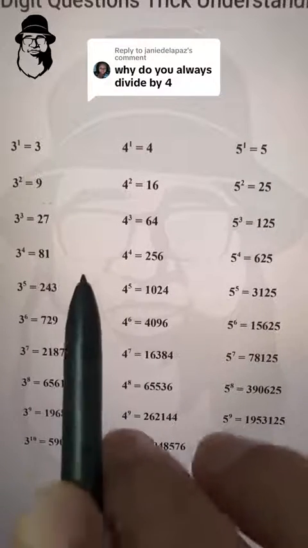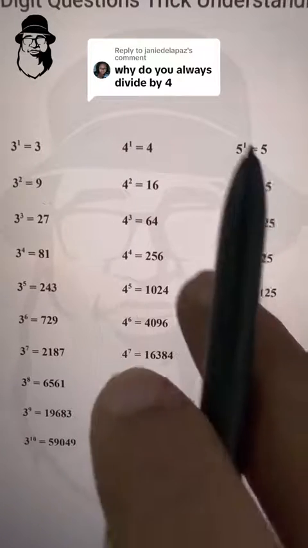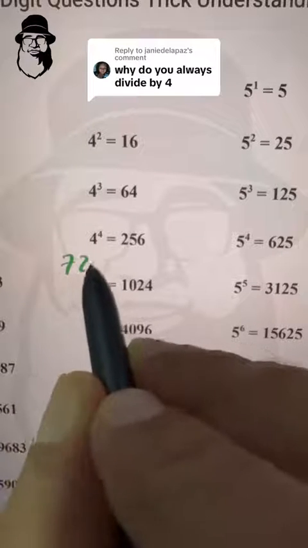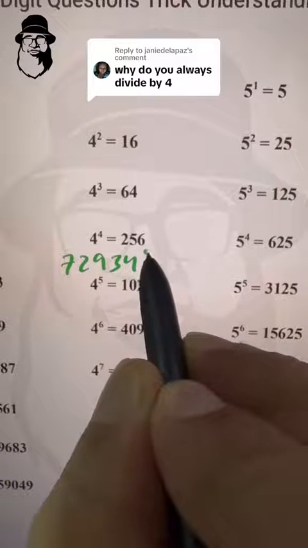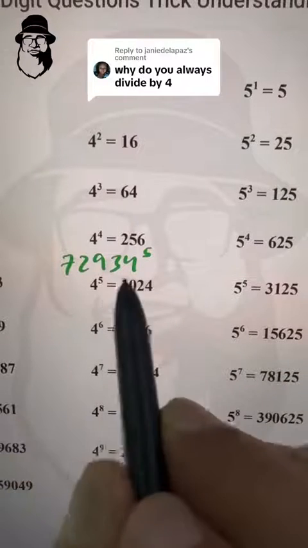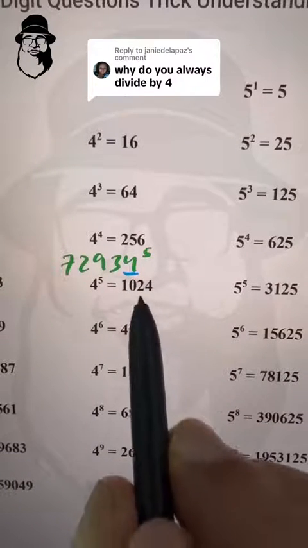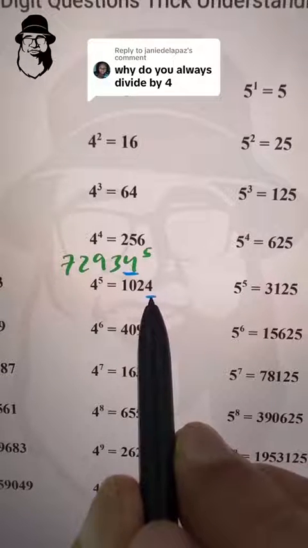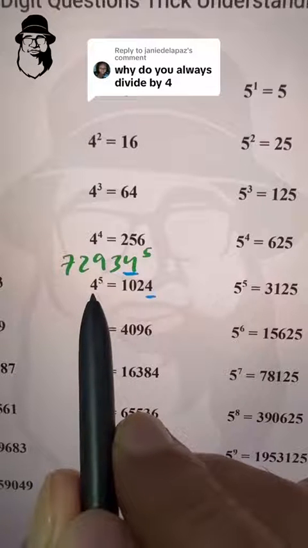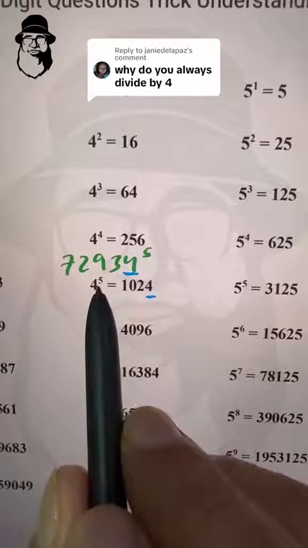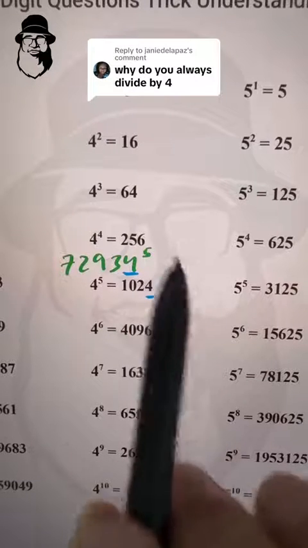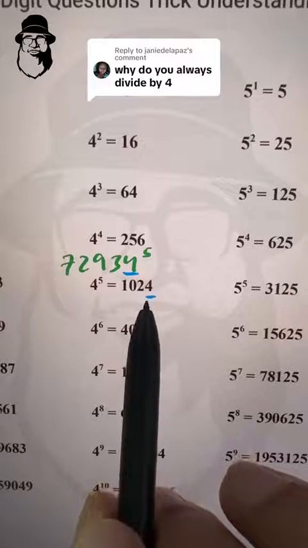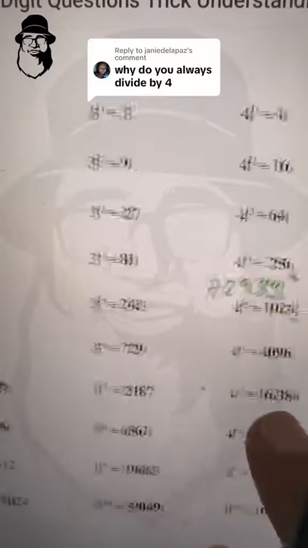No matter how many digits a number has, like if it's 4 to the power 5, let's say the number is 72934 to the power 5, we just see the last digit, that is 4, and the answer to that number, whatever number that is, will end in 4 also. So if the units digit is 4 and the power of the whole number is 5, the answer will end in 4 also. And here in this video, we are focusing on the units digit of the answer only, the rightmost digit.